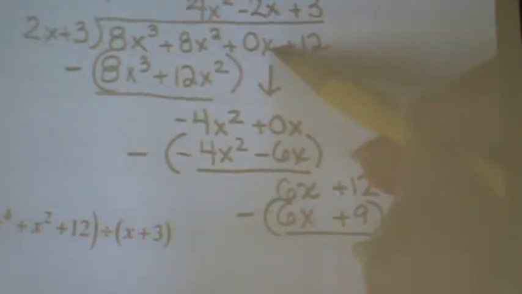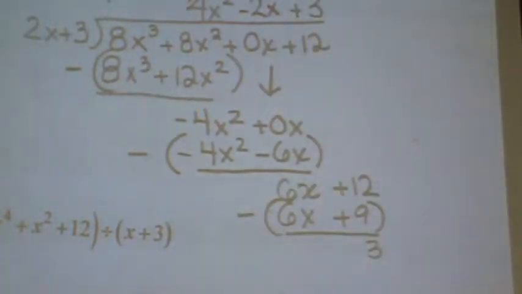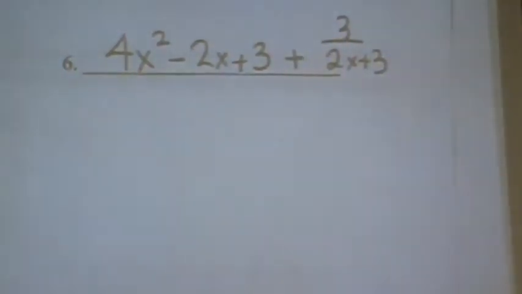So we got 12 plus 6x, but we just put that over the 2x plus 3 and left it as the remainder, because we didn't know. Wait, so what's your answer? This is the answer right here. This is your quotient and that's your remainder.